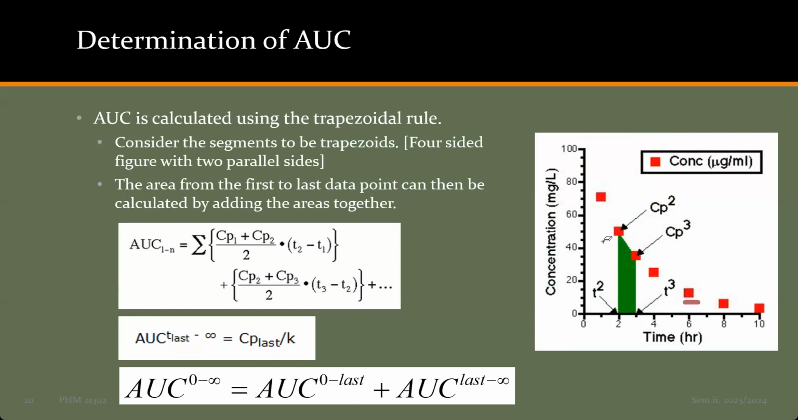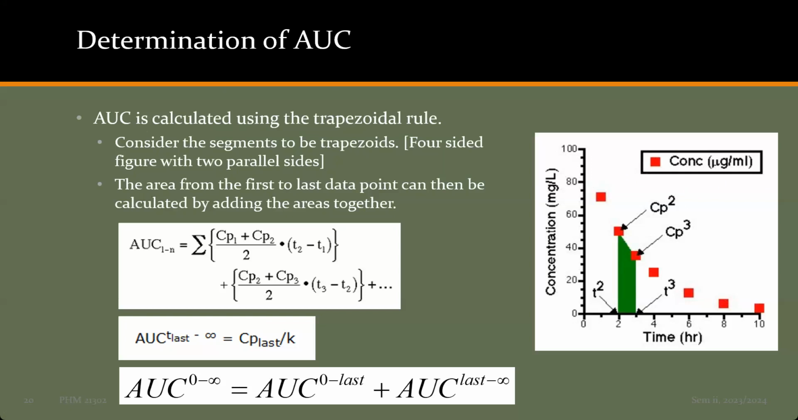So how do we determine the area under the curve? Area under the curve is determined by something we call the trapezoidal rule. So have to be careful. Why do we need to use the trapezoidal rule? Because it is a curve, not a line, it's not a linear relationship. We calculate it based on the concentration versus time curve, not the log concentration versus time curve. So be aware of this, don't forget.